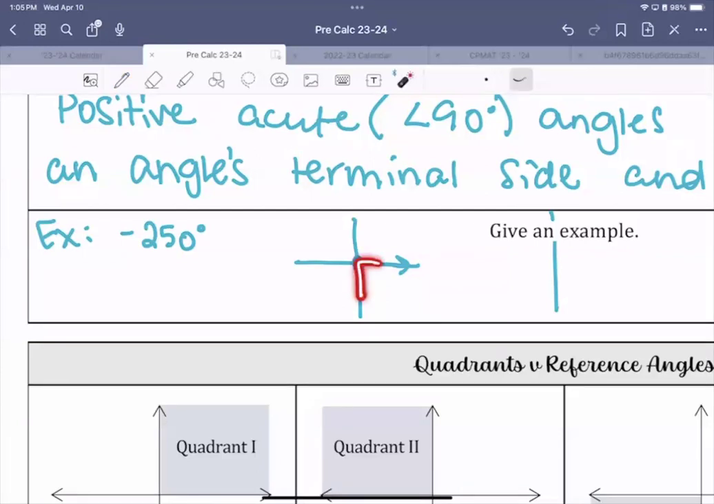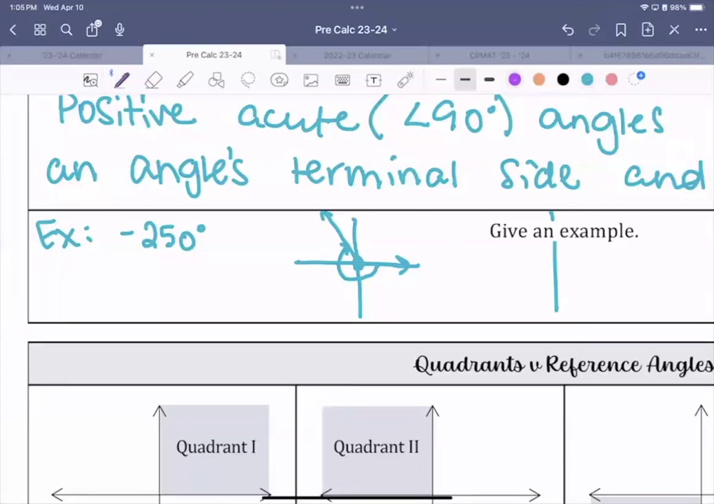As we know, this is 90. That would be 180. This is 360. And this one would be 270 because 90 times 3, 9 times 3 is 27 at the 0. So I'm going negative 250. This is negative 180. And then the difference from 180 to 250 would be 70 more. So I'm going to go 70 more, probably like right here. Put my little arrow and draw my terminal side. So here is a graph of the angle negative 250 degrees.